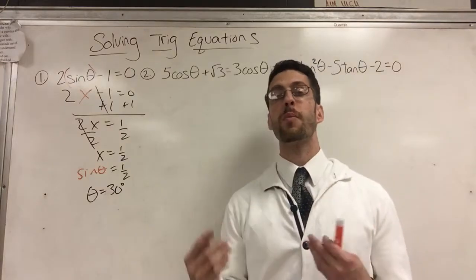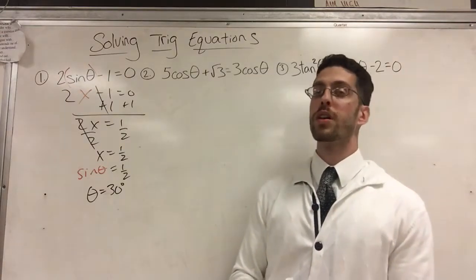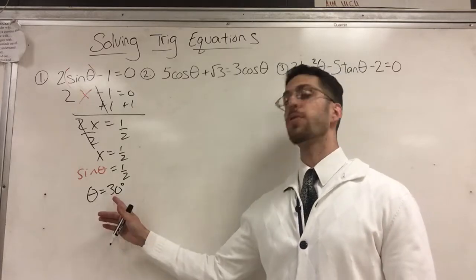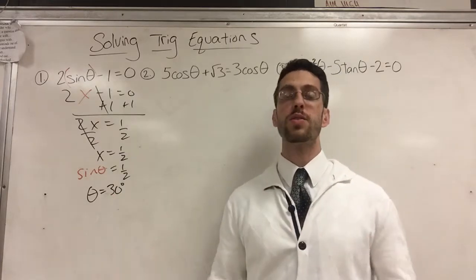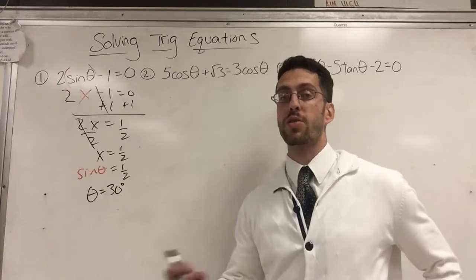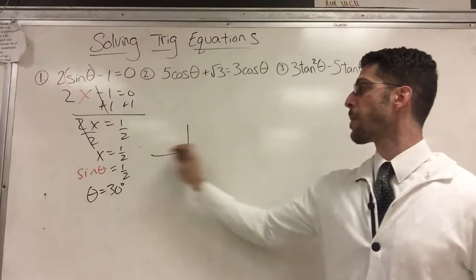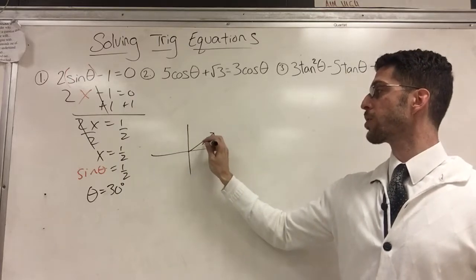Are we done, or are there more possible answers? Well, understand there's actually infinite answers. Again, it depends on the directions. Are they asking only for an acute answer or all answers? They can't possibly ask for all answers because the answer is going for infinity. Why? Well, imagine what 30 looks like. So 30 degrees is an acute angle and it looks like this.